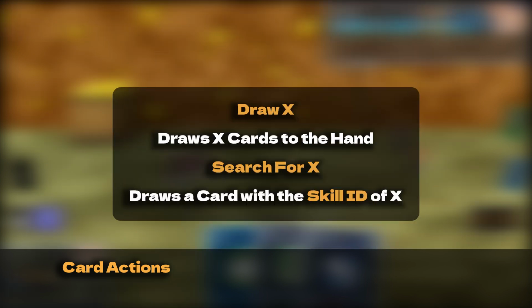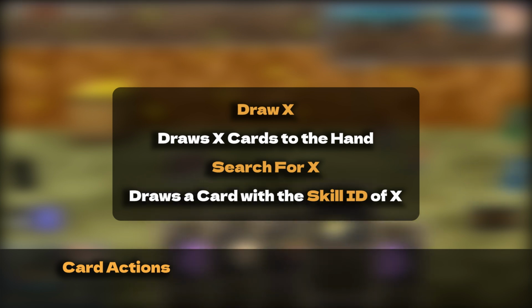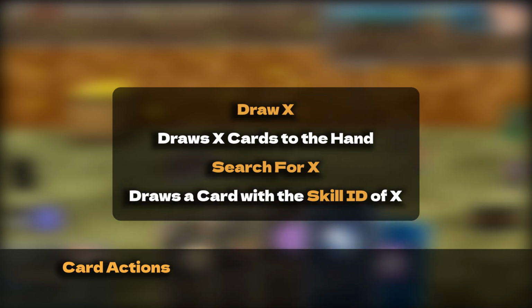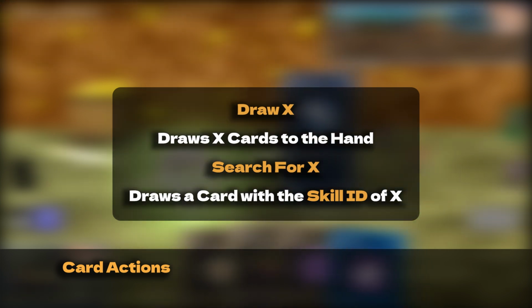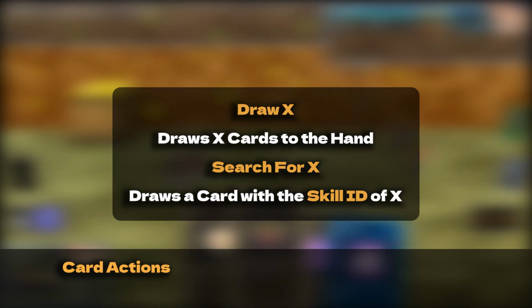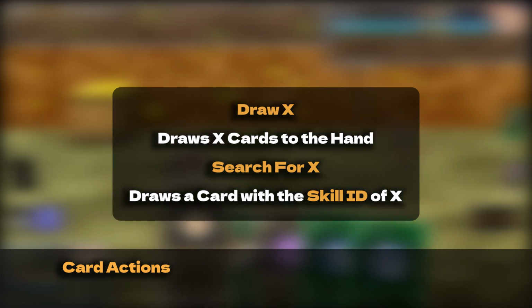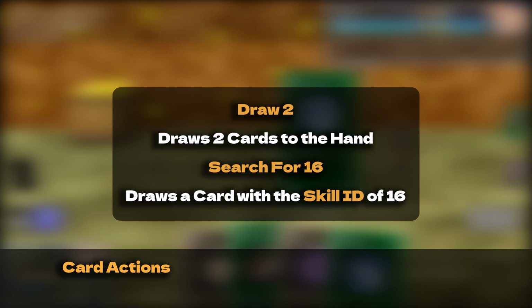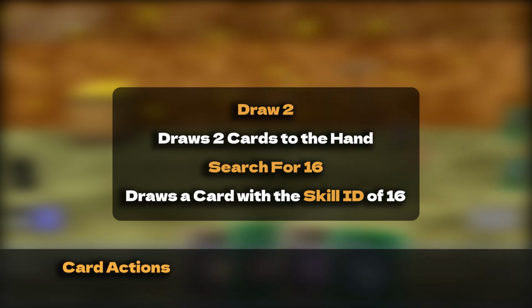Card actions have a simple syntax and work just like note tags you might find in other RPG Maker plugins. Most of them are as simple as a keyword followed by a number, like draw X, which draws X cards from the deck to the hand, or search for X, which draws one card with an ID of X if it's present in the deck. In both of these examples, you would replace X with a number.